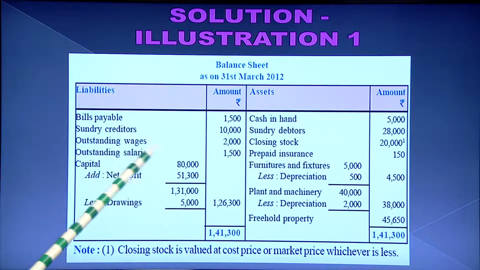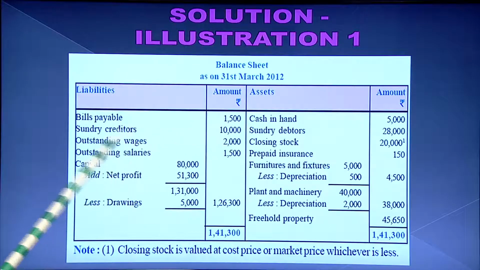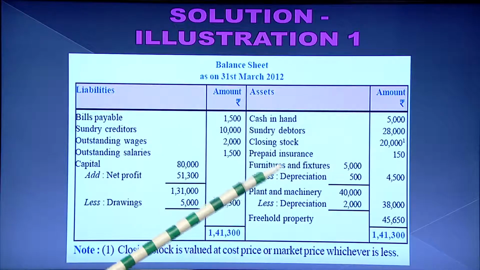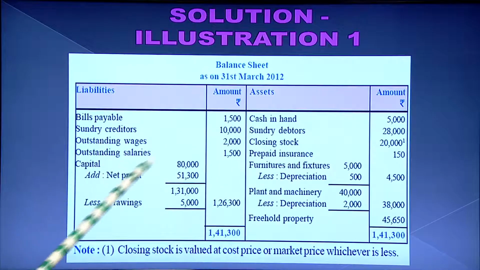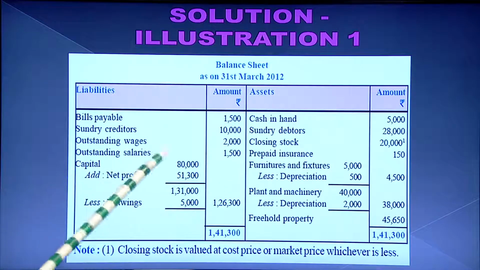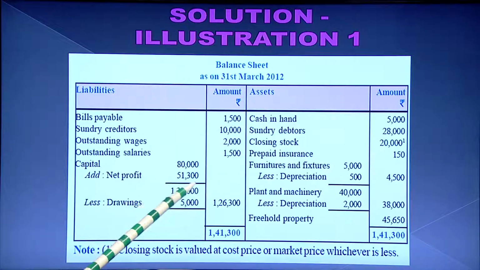Second is sundry creditors, that is rupees 10,000, and outstanding expenses and outstanding salary. Dear learners, these are the adjustments, and adjustments are shown on two sides. The first adjustment we will do in the trading or profit and loss account, and the second adjustment is done here. 2,000 outstanding wages we have to pay. So, this is a liability, and outstanding salary, that is 1,500, that will also be paid. Next is capital. Capital given in the question is 80,000. So, we will write here capital 80,000.